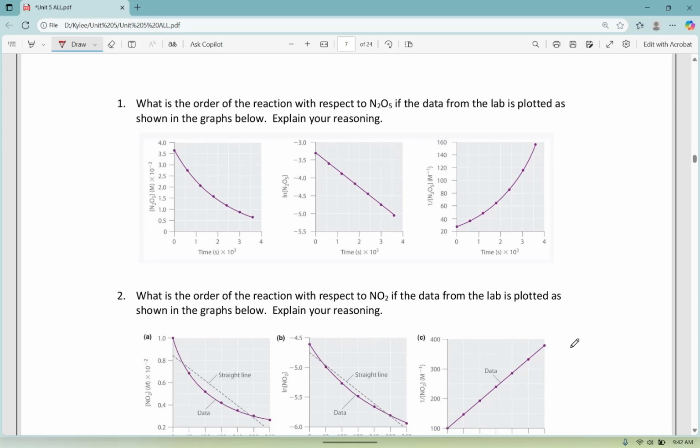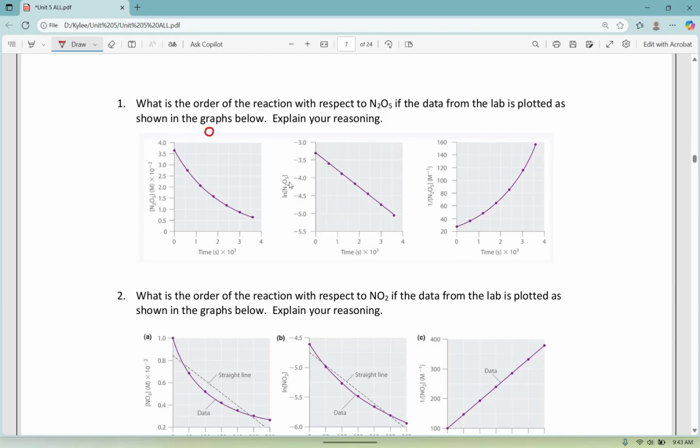It says, what is the order of the reaction with respect to N2O5 if the data from the lab is plotted as shown on the graphs below? Explain your reasoning. So again, we have three different graphs and we want to look at our axes. So this one has the change in concentration versus time. So this would be my 0 order graph.